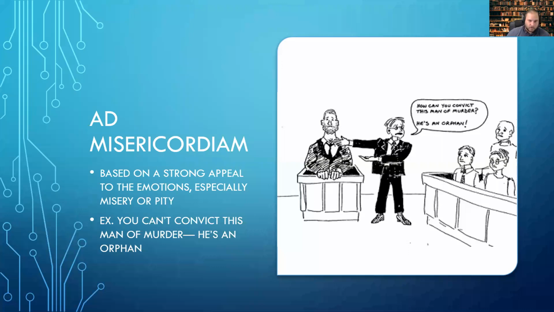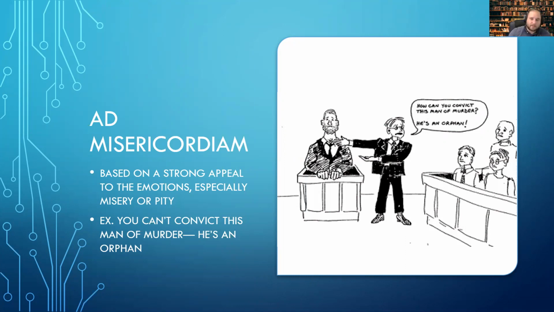And ad misericordiam is another one that we see all the time. This is what we call an appeal to emotion, right? So while appeal to emotion, or pathos, is one of our rhetorical appeals, it is also a logical fallacy at some level, right? We're saying, pay attention to this, especially to misery or pity.